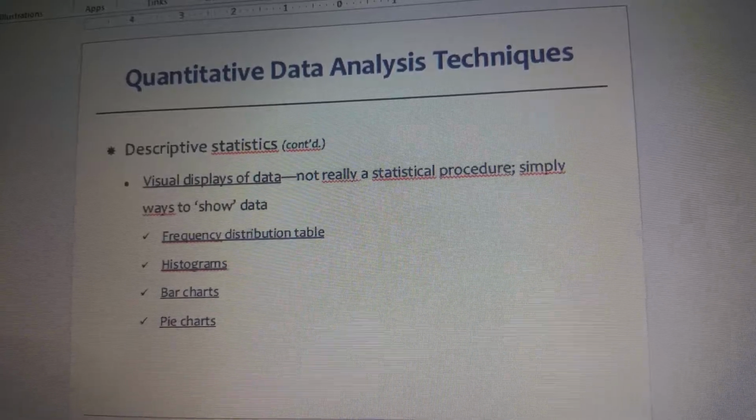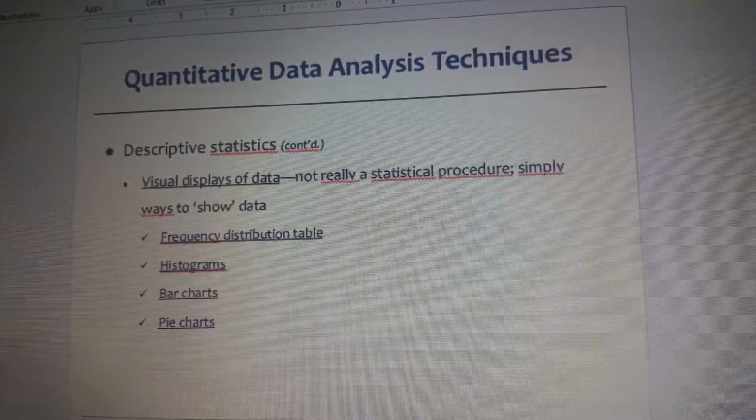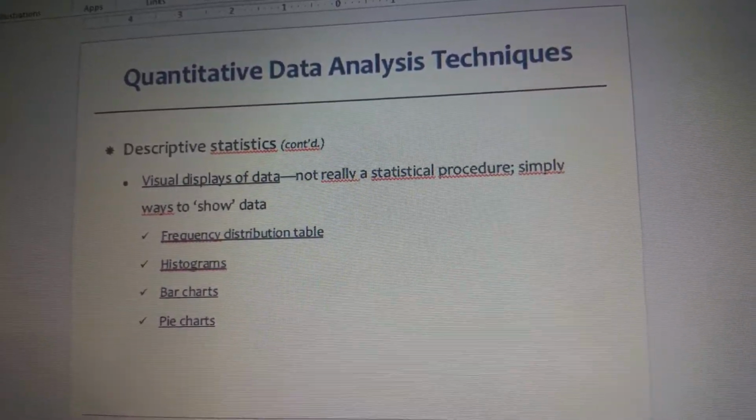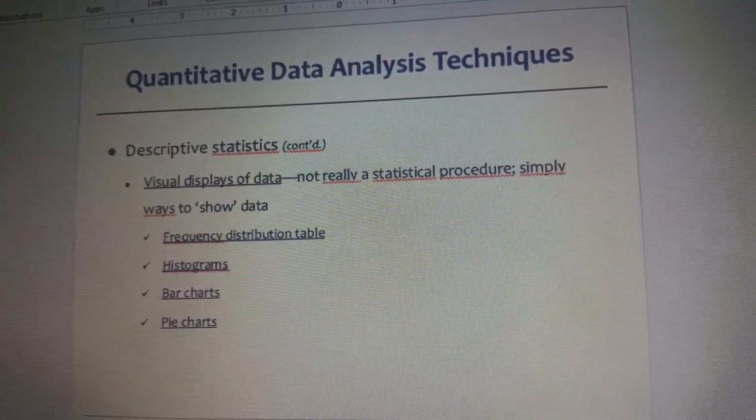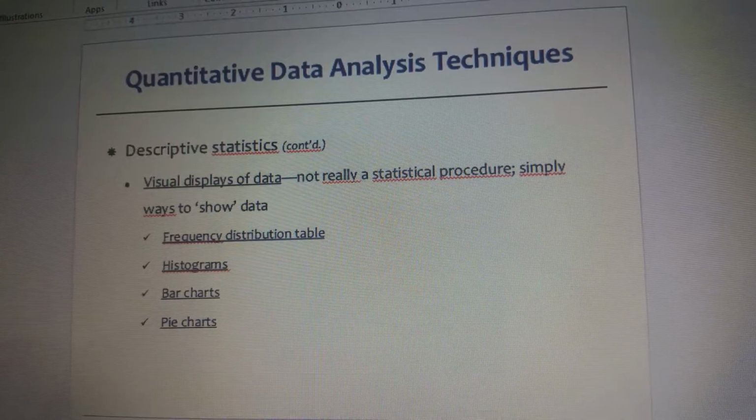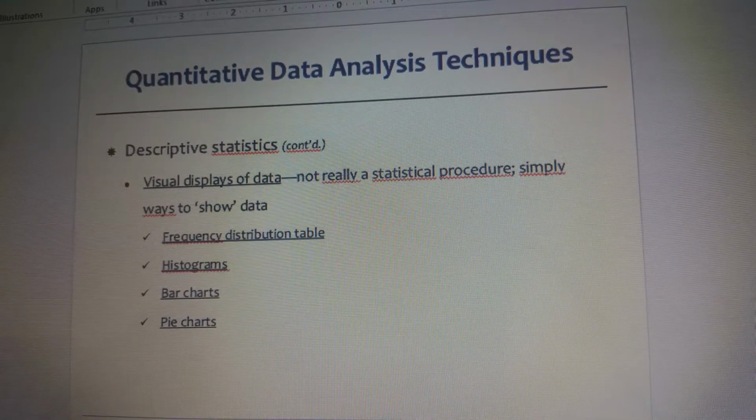And we can use graphs to represent all this data nicely. We can use the histogram, bar chart, and pie chart. We use a histogram if we have continuous data. But if we have categorical or nominal data, we can use the bar or pie charts.